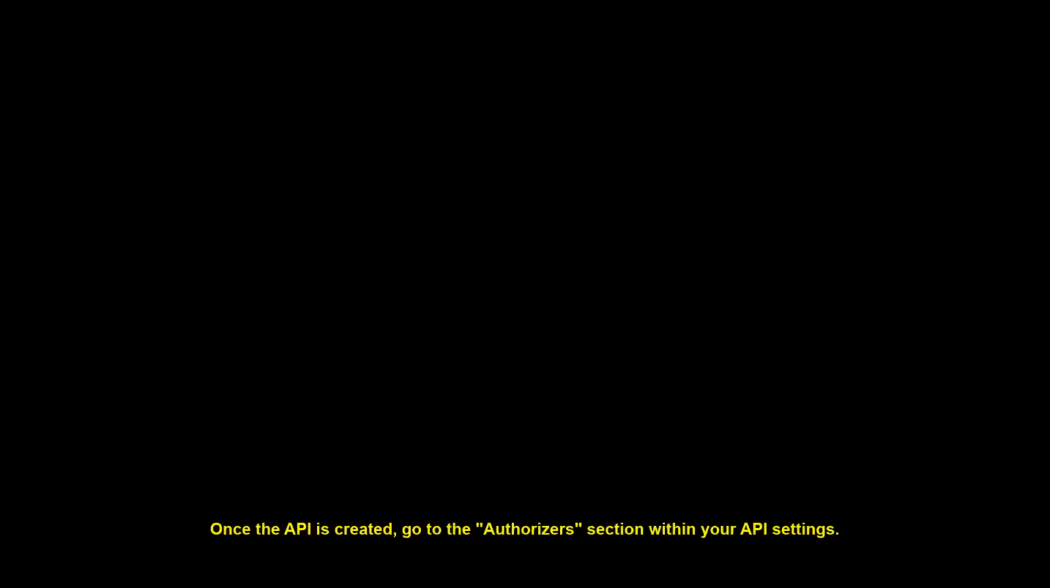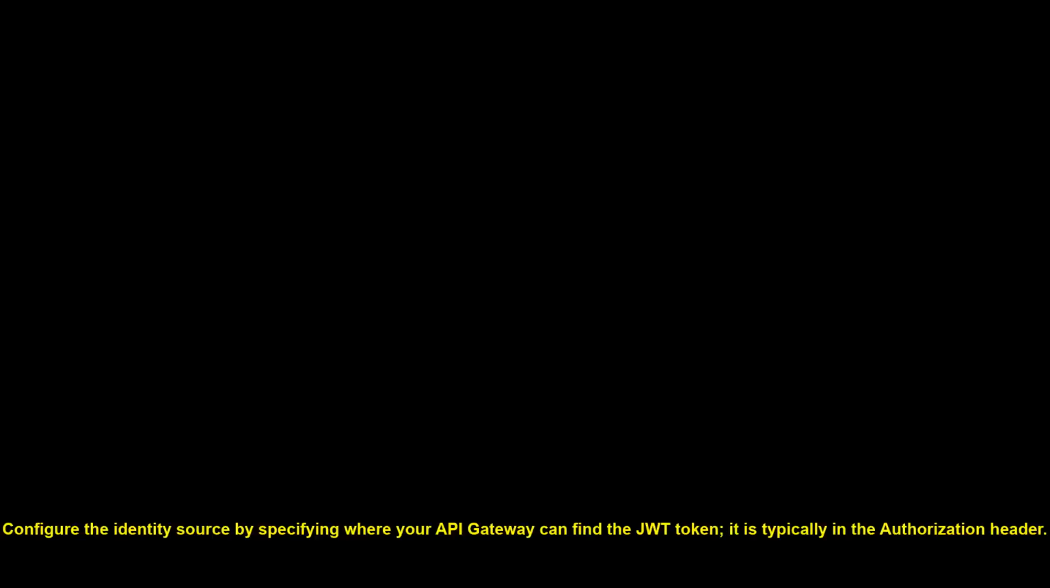needs. Once the API is created, go to the Authorizers section within your API settings. Choose Create New Authorizer and select JWT as the authorizer type. Provide a name for your authorizer and input the issuer URL, which is usually your authentication server's URL. Next, add the audience, which is the expected value from your JWT tokens. Configure the identity source by specifying where your API Gateway can find the JWT token. It is typically in the authorization header.